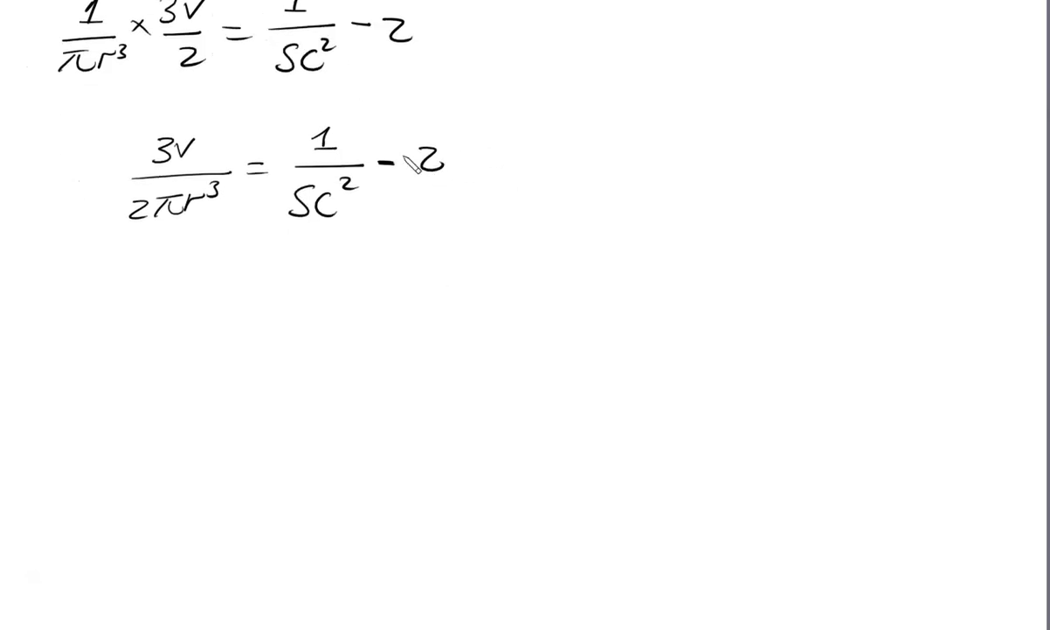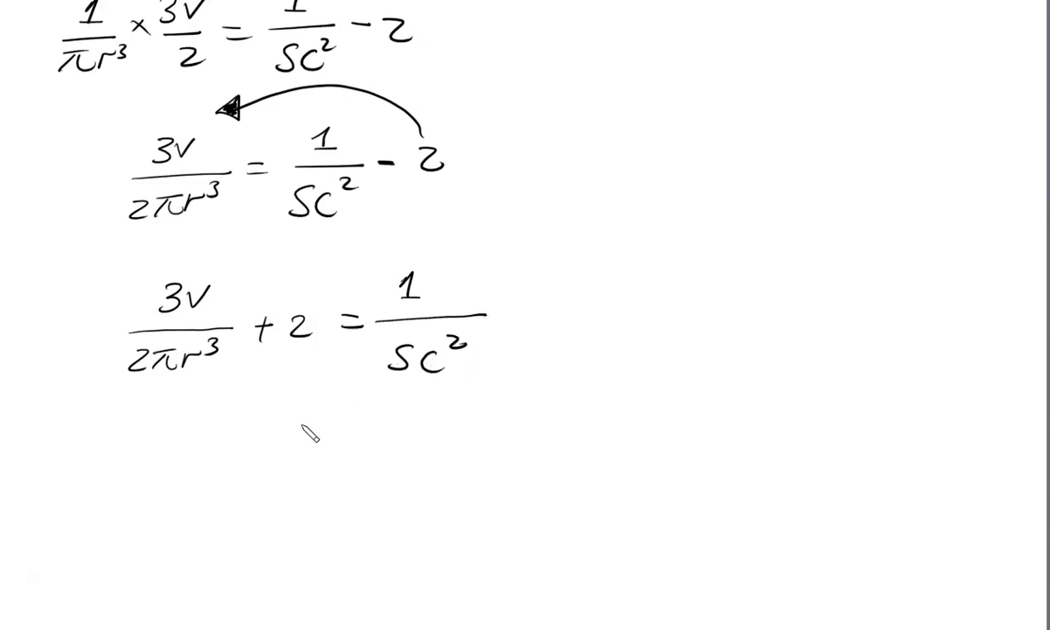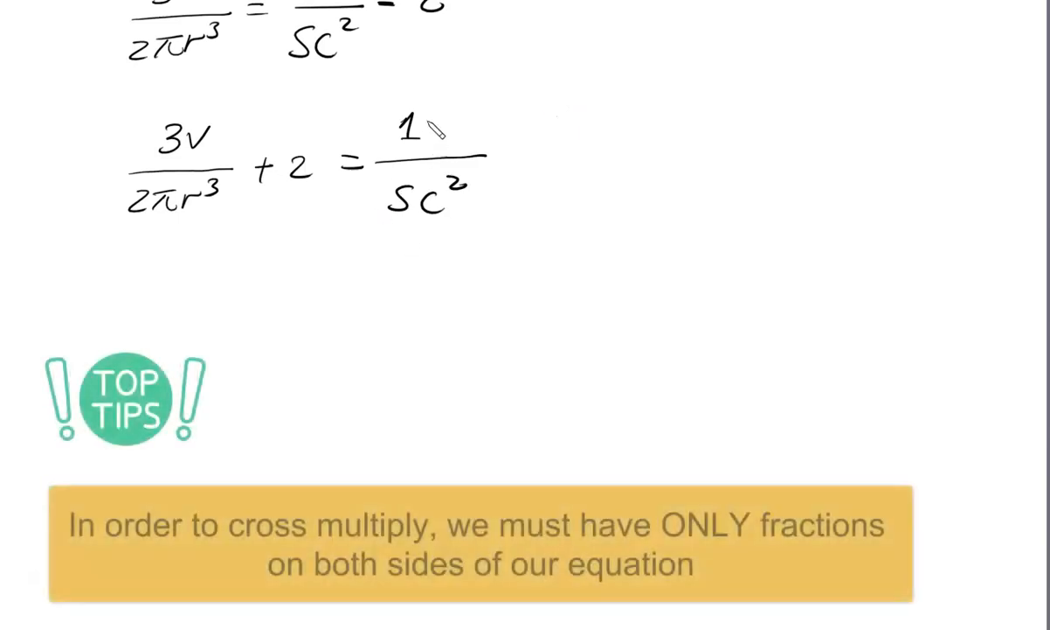So we want a situation where the term that has s is on one side alone, and that can be done by taking this negative 2 to the left hand side of the equation. It is a negative crossing over, so it will become a positive. So we'll have 3v divided by 2 pi r cubed plus 2 equal to 1 divided by sc squared. Now we have a fraction and a fraction plus a number. So we want a situation where this is a fraction and this is a fraction. That will make it easier for us to cross multiply and from there see what happens.